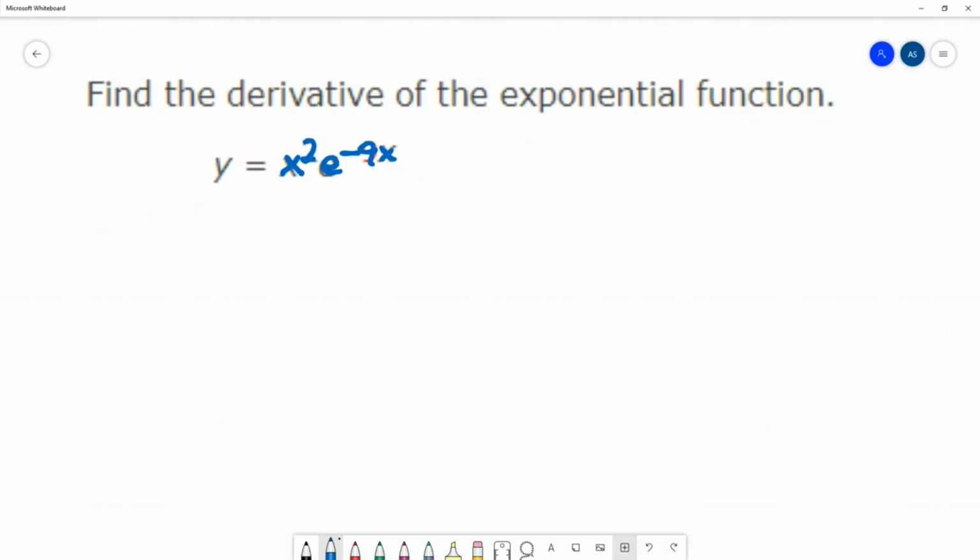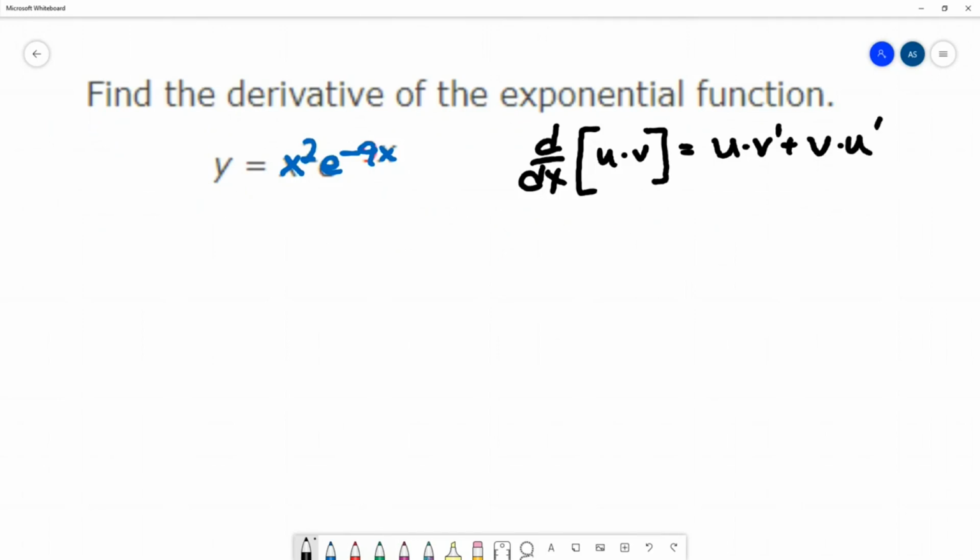So I'm following that product rule. The product rule is when you have the derivative of a product, u times v, and this is the pattern we follow. u times v prime plus v times u prime. That's the first factor times the derivative of the second factor plus the second factor times the derivative of the first.